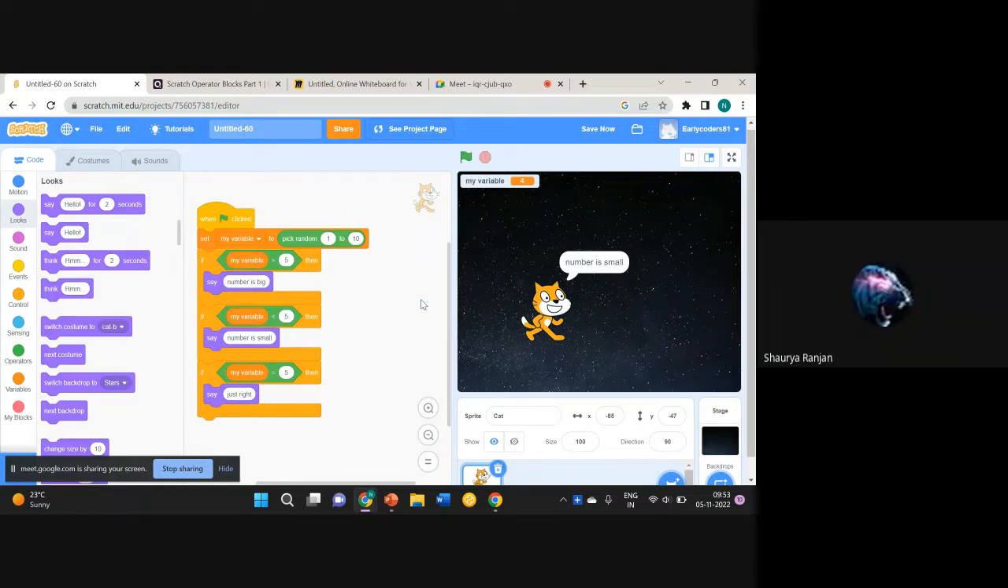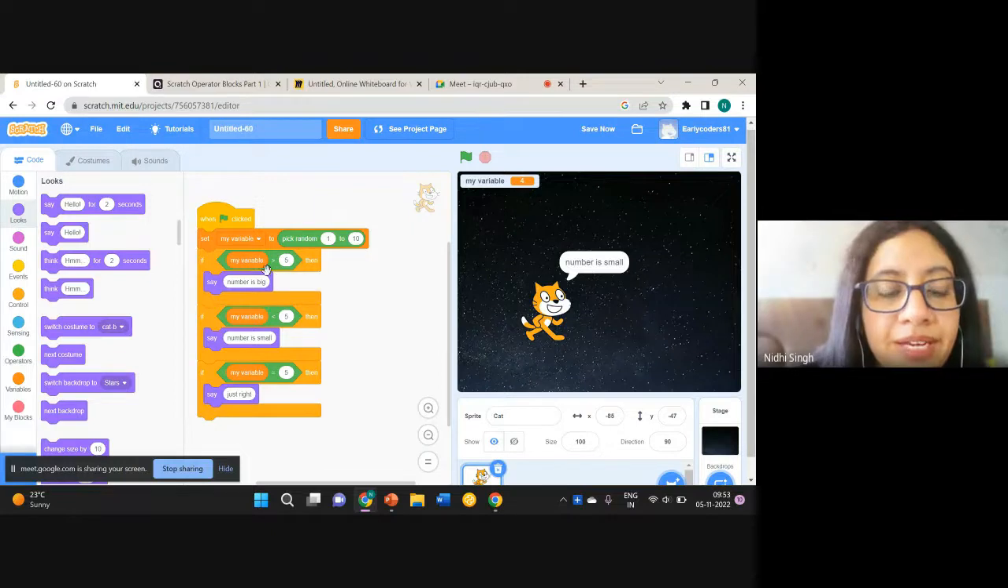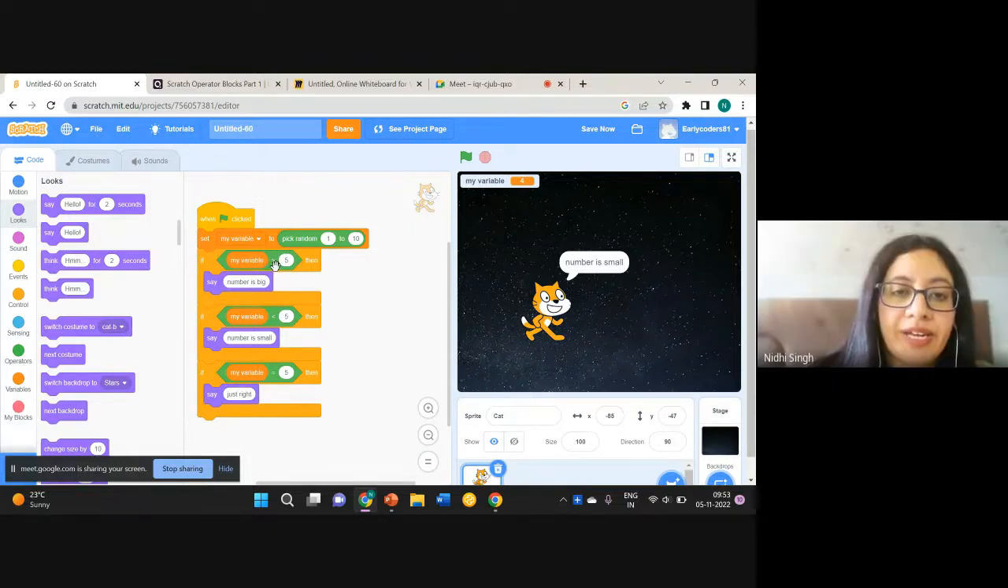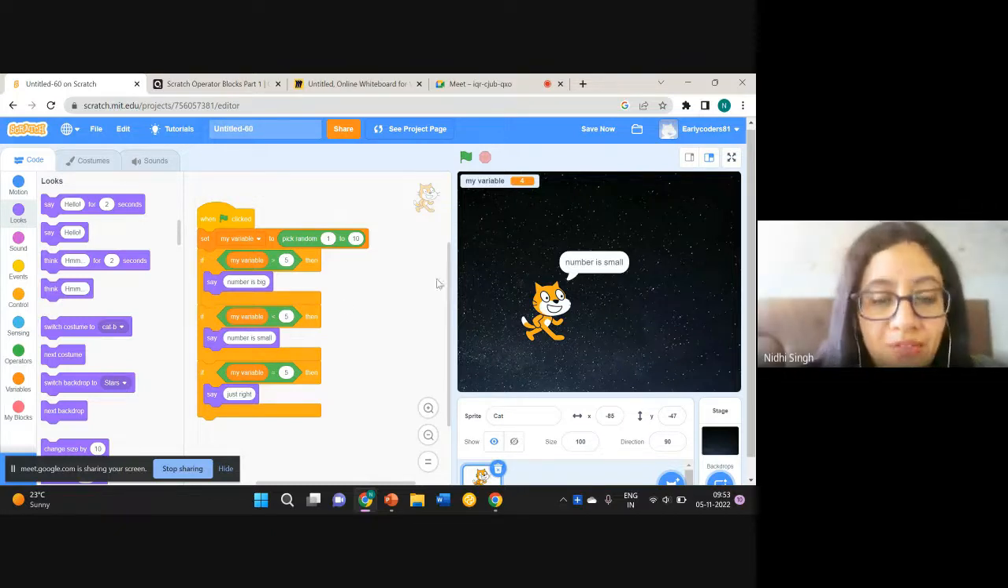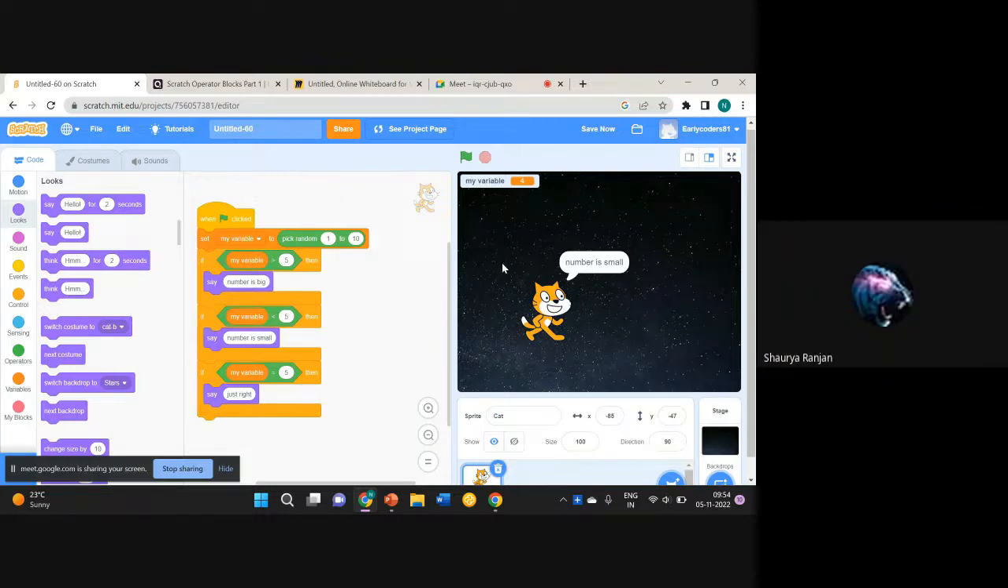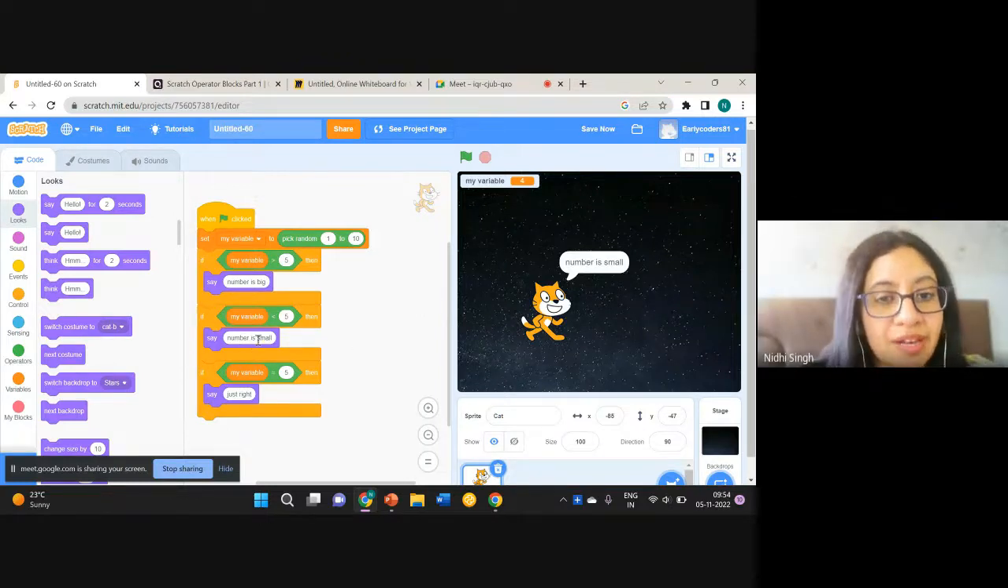Ma'am, My variable, just put 4 instead of my variable and see the condition. First, is 4 greater than 5? Ma'am, second one is false? You are asking, no, I'm asking which one is true. Ma'am, second one. Very good. So that's why it will display the message as number is small.